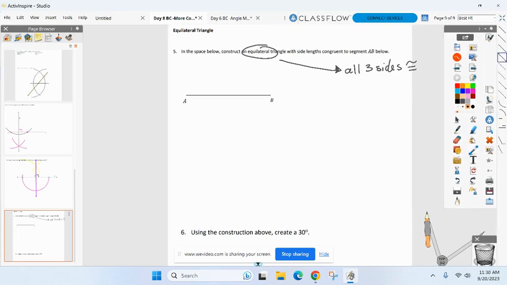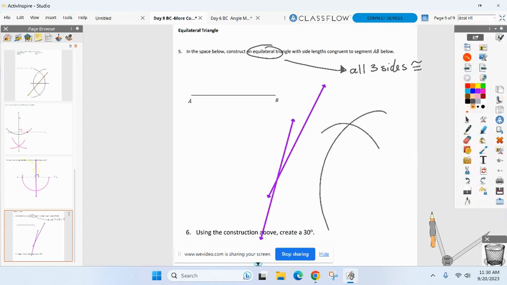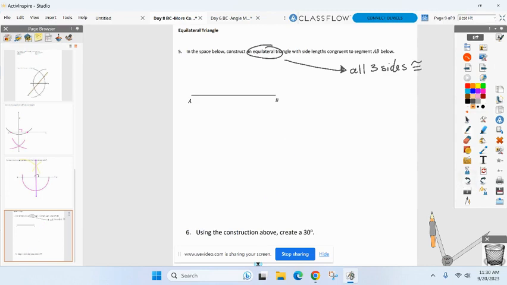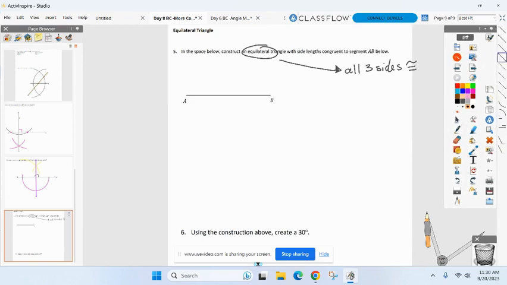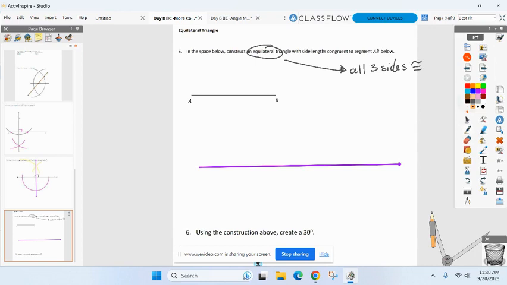Well, first thing, I need something to do this construction on, because I'm not just going to go to this white space here and start drawing random arc marks. So the first thing you're going to do is take your straight edge and make a nice long ray so I can do the construction on there. You'll always need something to do the construction on, either the diagram or your own ray.